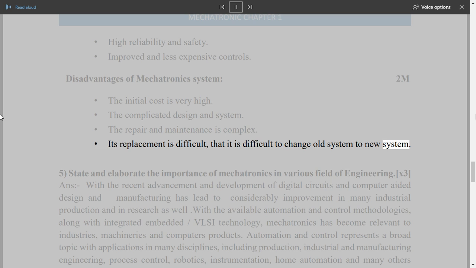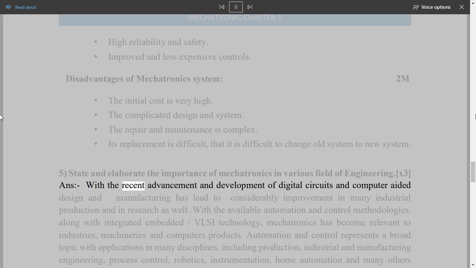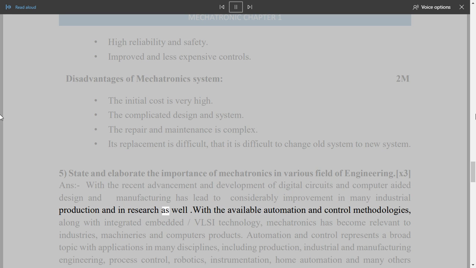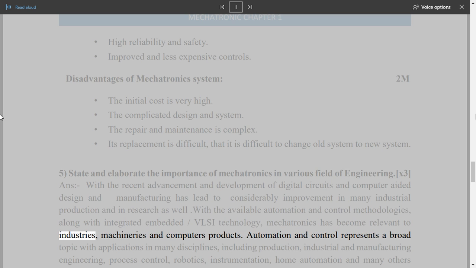5. State and elaborate the importance of mechatronics in various fields of engineering. Answer: with the recent advancement and development of digital circuits and computer-aided design and manufacturing, there has been considerable improvement in many industrial production and in research as well. With the available automation and control methodologies, along with integrated embedded/VLSI technology, mechatronics has become relevant to industries, machineries, and computer products.